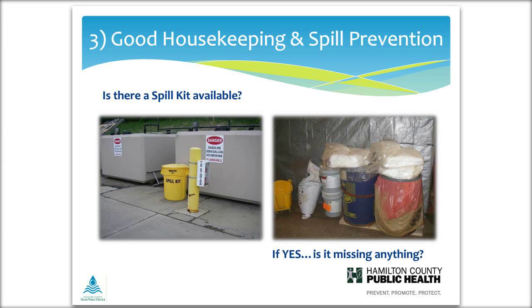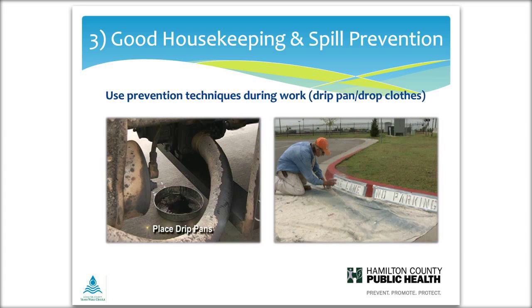But on top of that, have you been checking your spill kits? Do they have all the right things in them? Did somebody take something and not replace it? So those are things that you should be doing. Again, I said it before, good housekeeping, drip pans are essential. Other everyday things we don't think about, when you're doing work, do you put a drop cloth down? Do you have any type of thing to contain that product that might come off during your work activities?